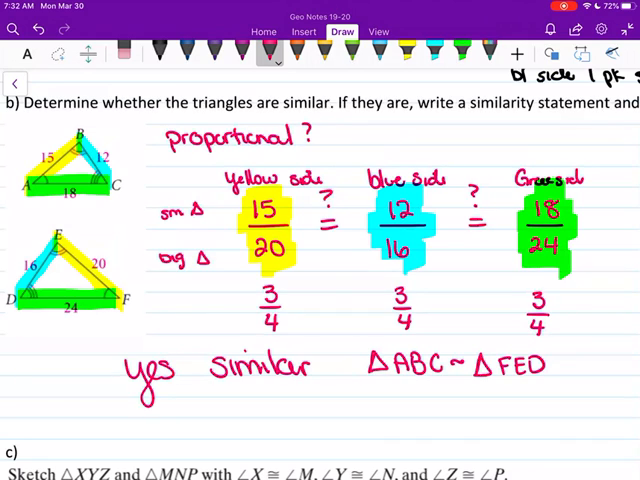And then my similarity ratio would be 3/4, okay? Or you could say 4/3, depending on if you put the big triangle over the small triangle. Either way would be appropriate, okay? So your similarity ratios can be flipped depending on which triangle you're comparing to which one.